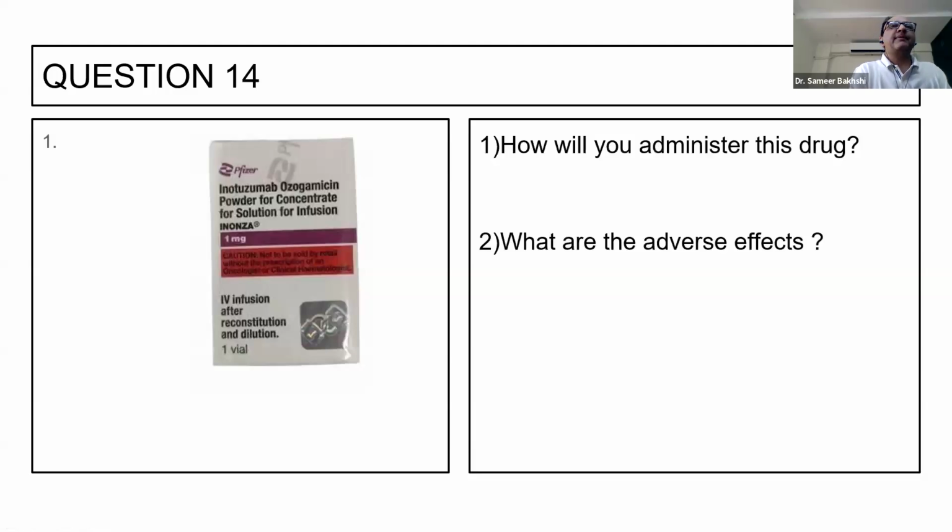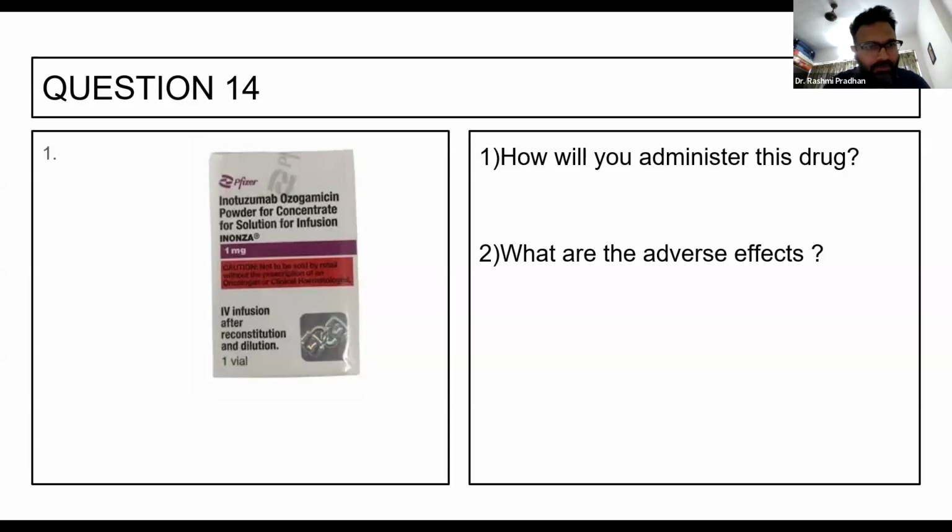Okay, inotuzumab. How would you give this drug? How is this drug given differently from the previous one? What is the vial size of this inotuzumab? Oh, it is written here. 1 mg, sir. Yes. What was the vial size of the blinatumomab? It was 38.5, sir. The actual strength is 35 micrograms. Okay. How do you give inotuzumab?